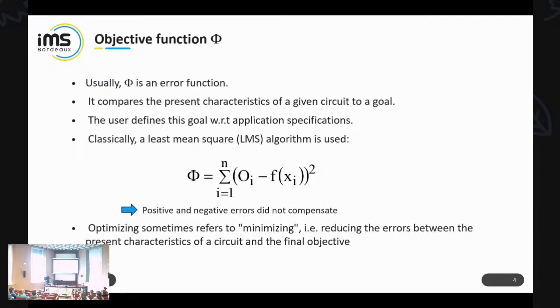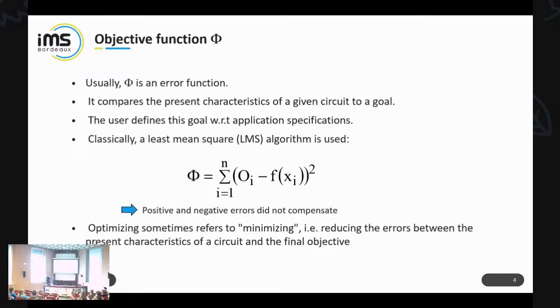And then you try to make the difference between what you have currently and what you are expecting, and you try to minimize that. And most of the time you are using a least mean square expression. It is not the absolute value, you can use others, but this one is good because it will allow you to have positive and negative errors that do not compensate. So it's quite classical to use least mean square.